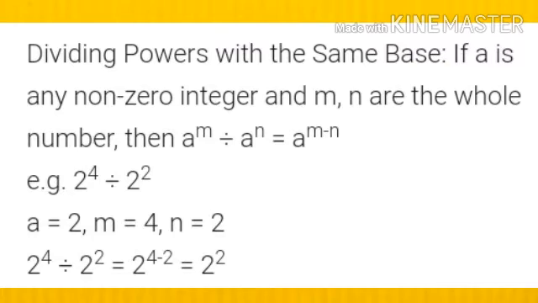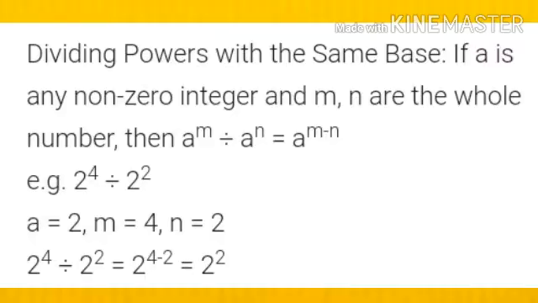Dividing powers with the same base: if a is any non-zero integer and m, n are whole numbers, then a raised to the power m divided by a raised to the power n is equal to a raised to the power m minus n. Example, 2 raised to the power 4 divided by 2 raised to the power 2 is equal to 2 raised to the power 4 minus 2, which is equal to 2 raised to the power 2.